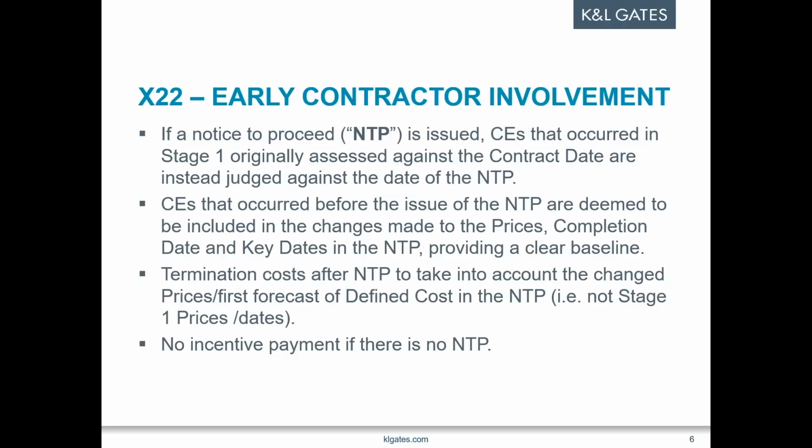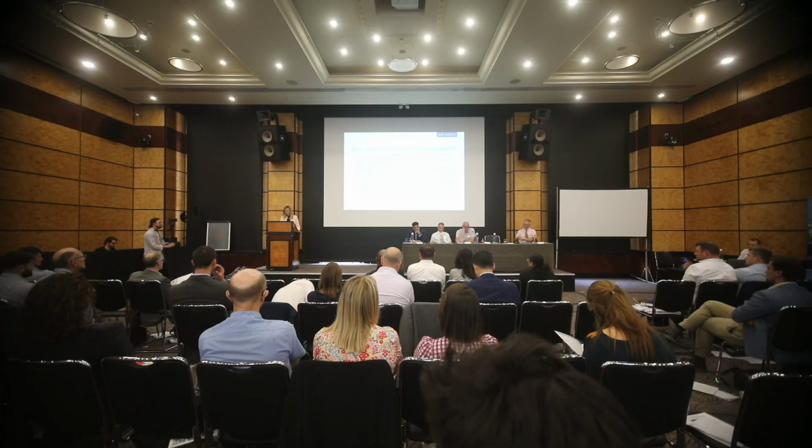Again, another change is in respect of the termination costs again. So that's really just to make it clear that after the notice to proceed, then we're taking into account the changed prices and that first forecast and defined cost that is in that notice to proceed. So again, you're not applying the stage one prices or dates.